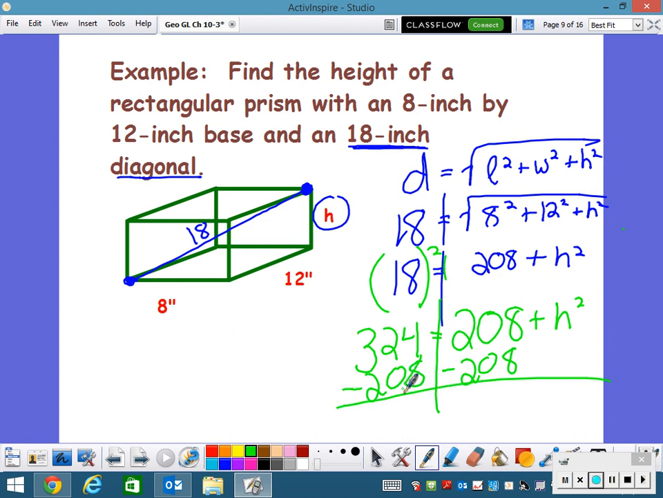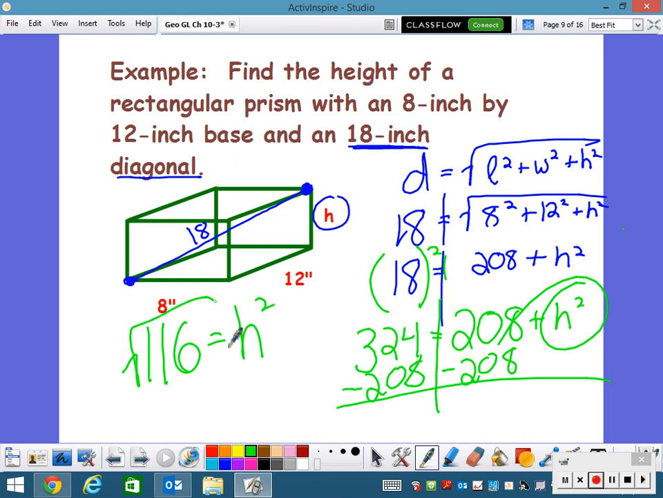And so now I get 116 equals, this is still H squared, so it equals H squared. And then, so H. Now I square root it to get rid of the exponent. So that's how I come up with that H equals, is it? Really? Okay. I thought it was 9.1. 10.8.